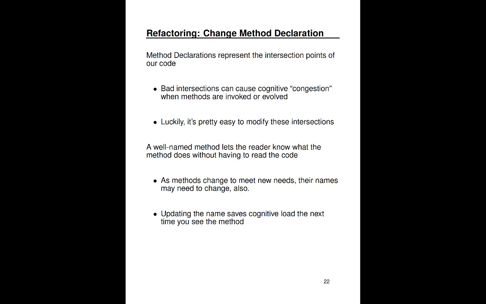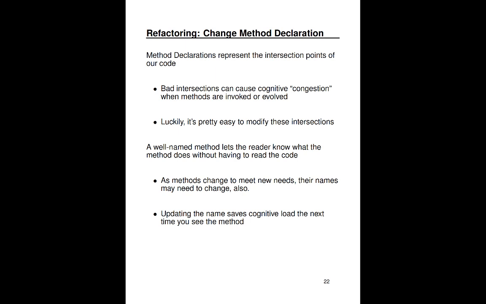And if you think of the intersection point as a highway or as a road system, when you have an intersection that's difficult to navigate, you get congestion. And we've all done that. We've looked at code and we see a method call and we're like, what is that? What does that do? Luckily, if we control both sides of the method, the code that calls it and the code that implements it, it's pretty easy to modify the intersections to ease that congestion.